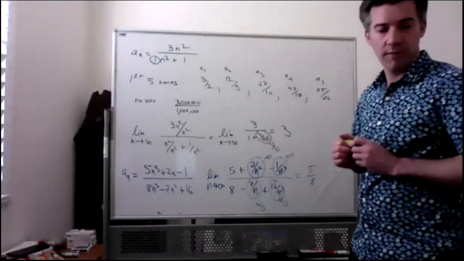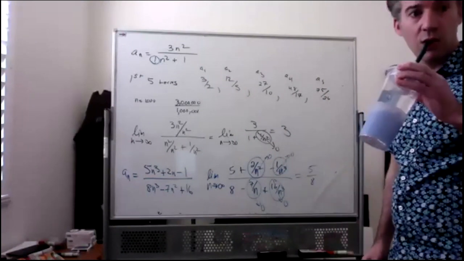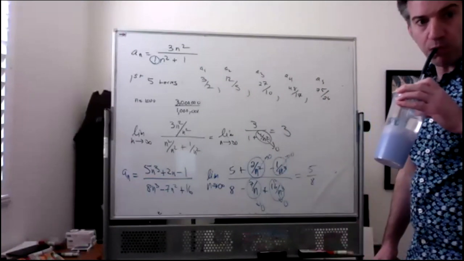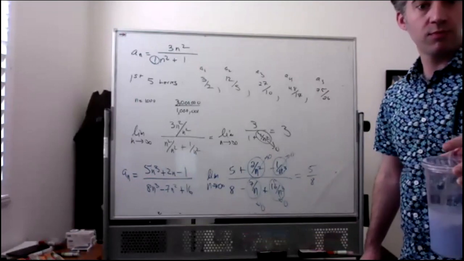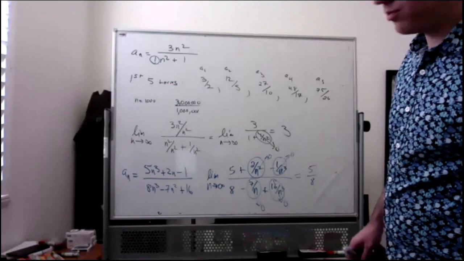Go ahead. So, like what you've been doing for the other examples, why do you divide it by n, or n squared and n cubed?